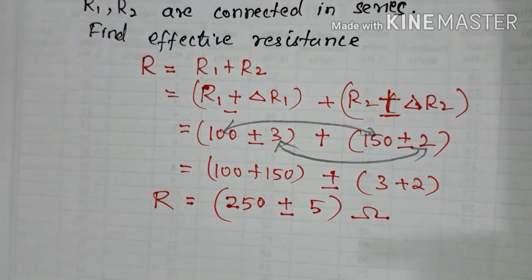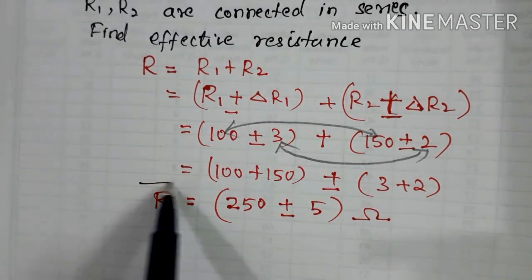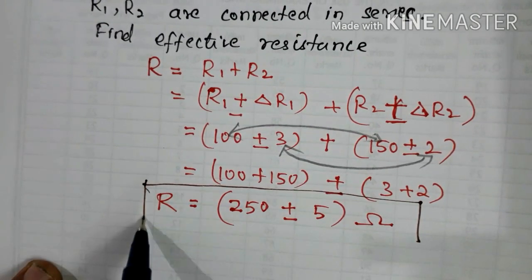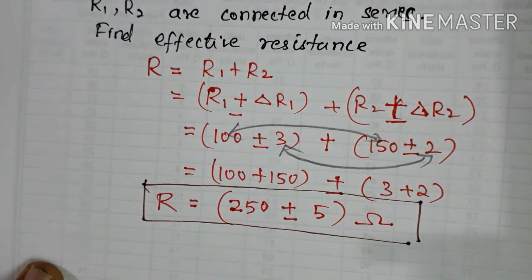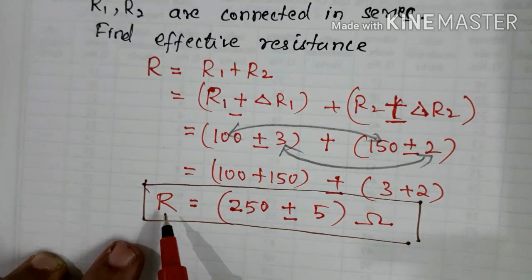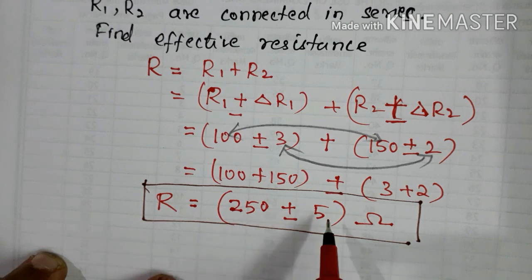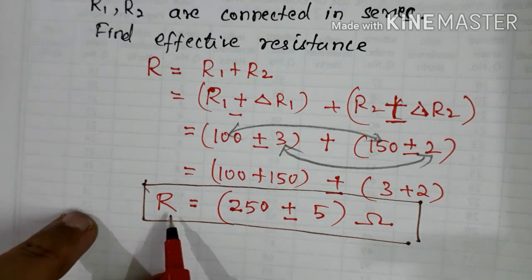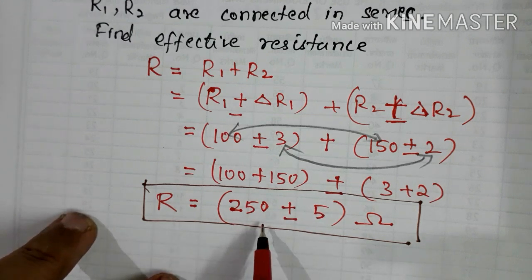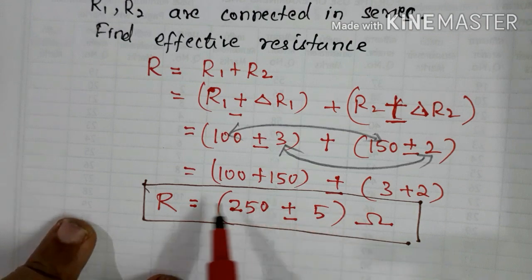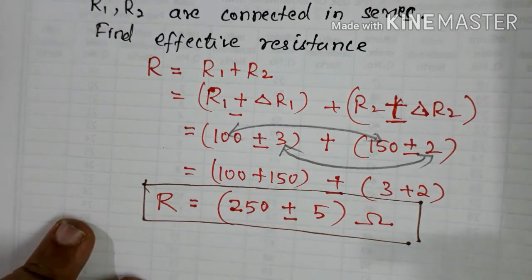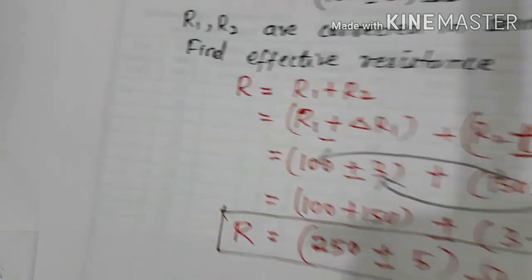R is equal to 250 ± 5 ohm. This is the answer. Children, what does it mean? The total resistance value varies between 250 plus 5, which is 255, and 250 minus 5, which is 245. So the resistance value varies between 245 ohm to 255 ohm. That is the meaning of this.